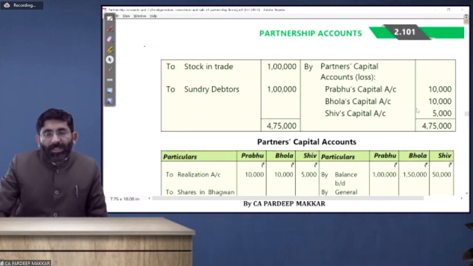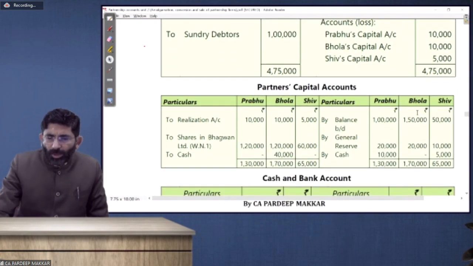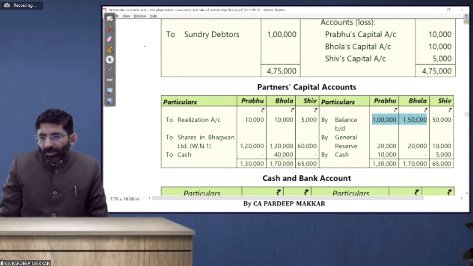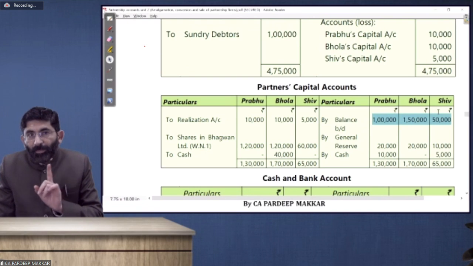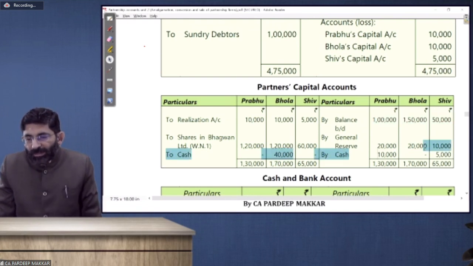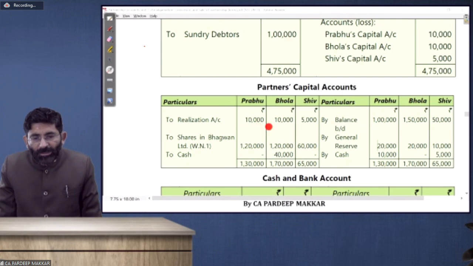Whatever is the balance will be transferred to the partners' capital account. The partners' capital account is very easy to solve in this case by balance brought down. There's nothing important, nothing new in this case. General reserve is to be allocated as it is given in your question, so that has been allocated. Then to realization account, loss on realization.